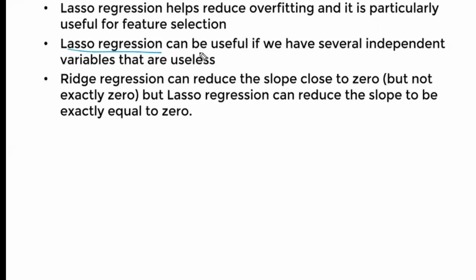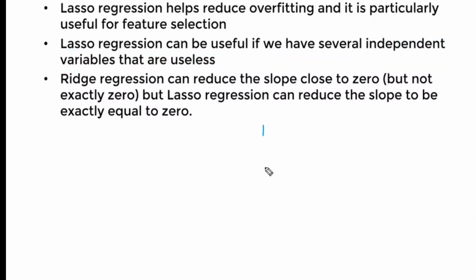So lasso regression can be useful if we have several independent variables that are useless. Independent variables means several x1, x2, x3. Independent variables means x variables. Several independent variables which we have, which are useless. So useless variables automatically will come to 0. All the useless variables will come to 0.